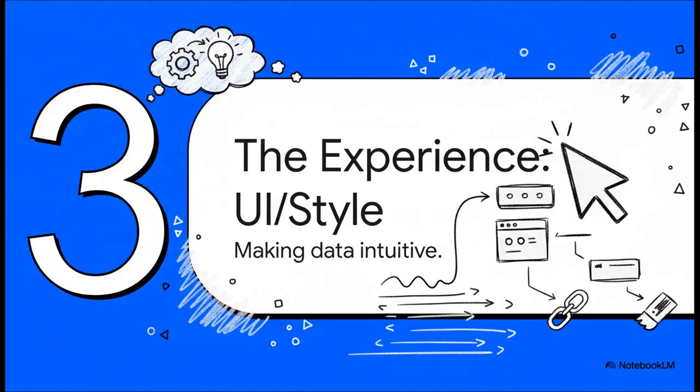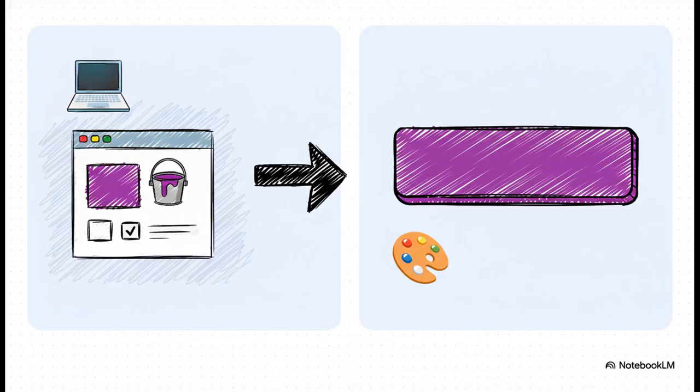All right, we've finally made it to the surface. Part 3 is all about the experience. This is the user interface, the style, the stuff we actually see and interact with. It's mostly handled by code called CSS, and its job is to take all that raw data and complex logic and make it beautiful and intuitive. And the link between the code and what you see on the screen can be incredibly direct.